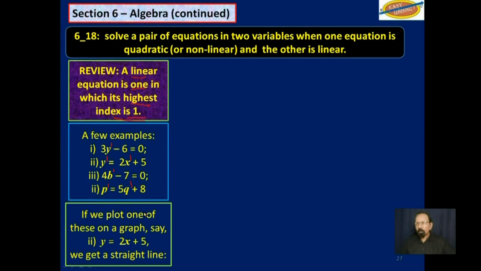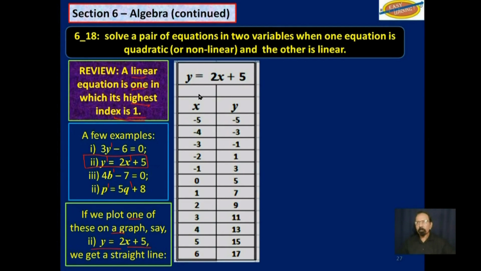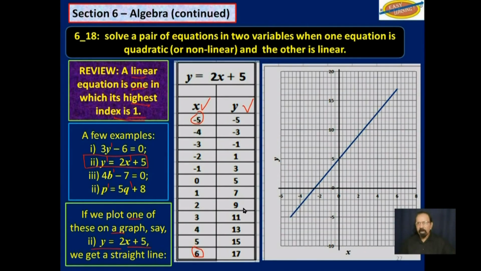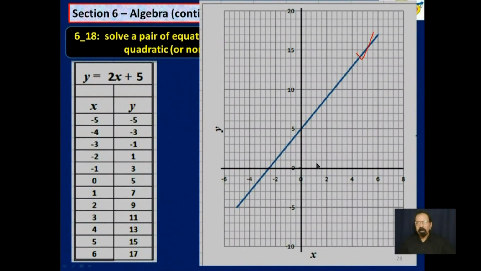Now, if we plot one of these graphs, say the second one, y is equal to 2x plus 5, this one here. Well, of course, we'll have to get the points to plot first of all. So we take points from -5 to 6 for values of x. We get the corresponding values of y. We plot that on a graph, and we get this. Notice a straight line, linear. So that's our linear graph.